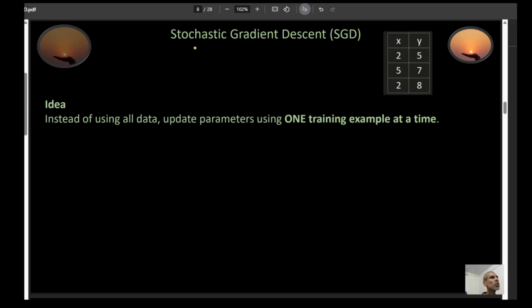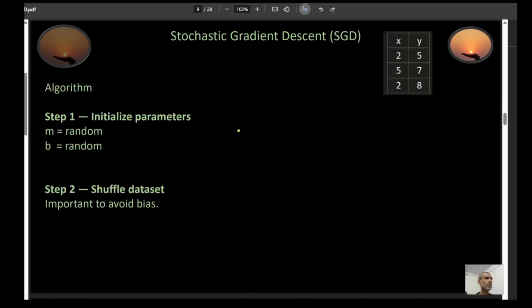And now comes the stochastic gradient descent. And the idea is this, that instead of using all the data at once, you update your parameter using only one training example at a time. And now let's look at the algorithm for the stochastic gradient descent. Step 1. Initialize your parameters, just like we did before. So you pick up a random value of M, pick up a random value of B. Step 2. Now you shuffle your data set. You want to shuffle it in order to avoid bias.